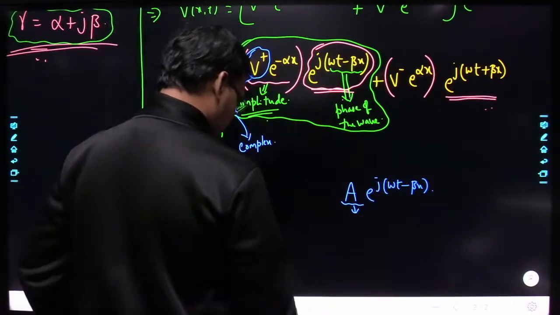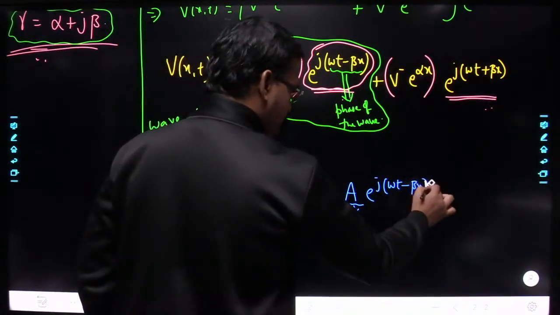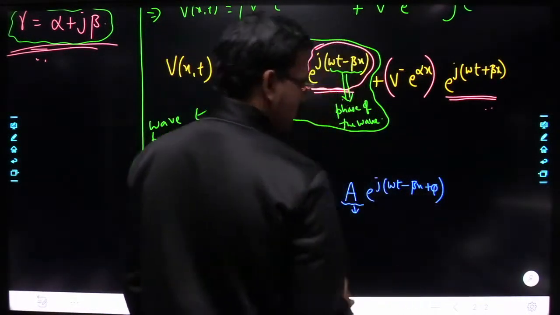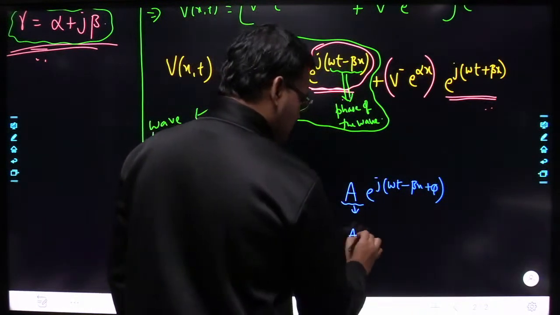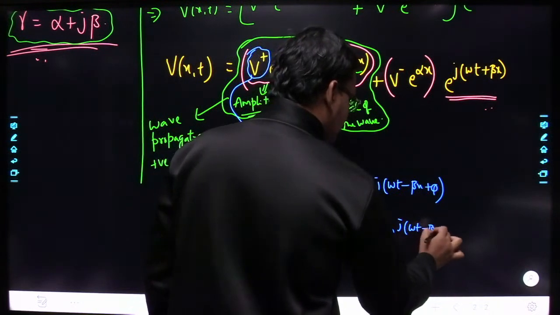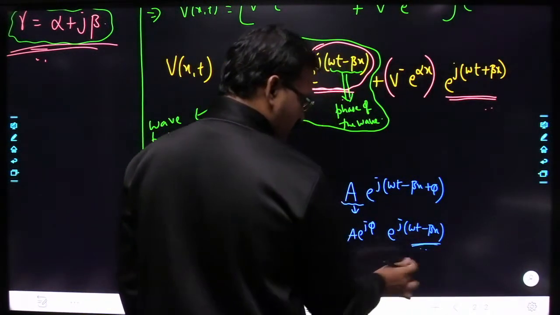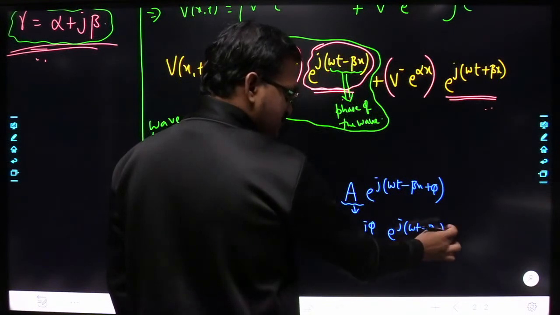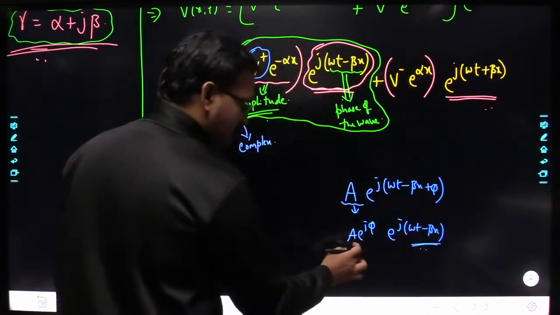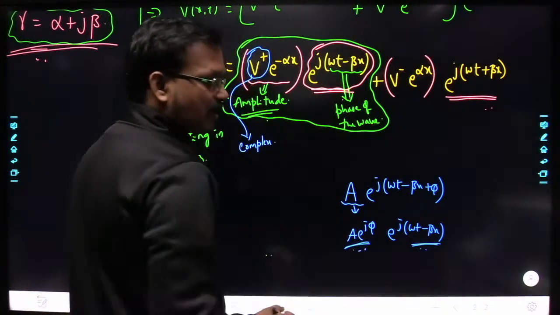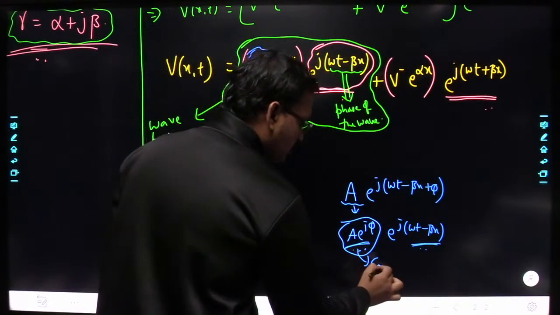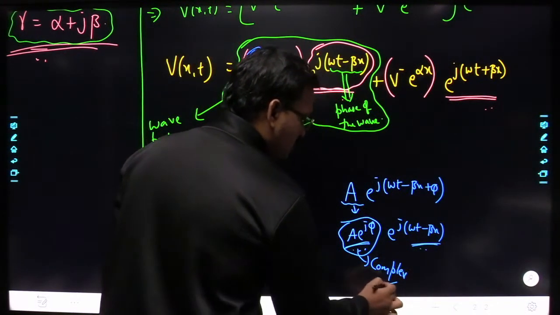See, in general, whenever we are representing the wave, it may have some initial phase shift phi. Then you can represent the same thing as A into e power j phi into e power j of omega t minus beta x. Whenever we are writing like this, we don't represent the initial phase shift of the wave separately. So that initial phase shift we include in the amplitude. That's why this amplitude is complex in nature.